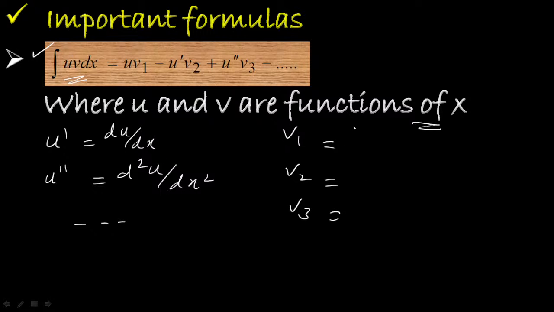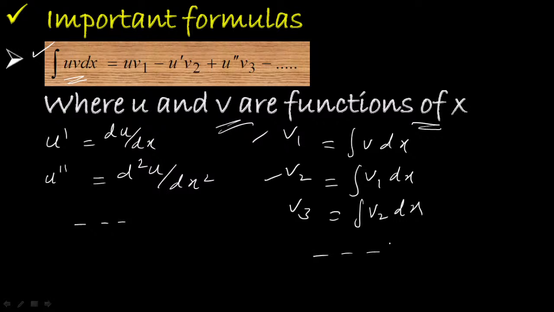So v1 is nothing but you integrate v once with respect to x. v2 is integrating v twice; already we integrated once, so you integrate v1 once more, and that is v2. v3 is integrating v three times; already we integrated two times, so you integrate once again, and that is v3. So u dash, u double dash, u triple dash, etc. are successive derivatives, whereas v1, v2, v3 are successive integrals of v.